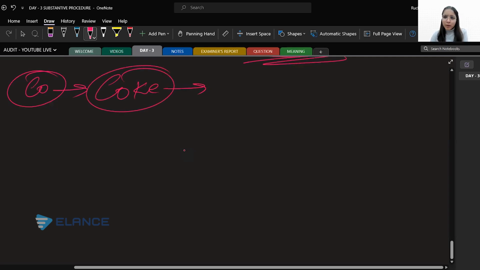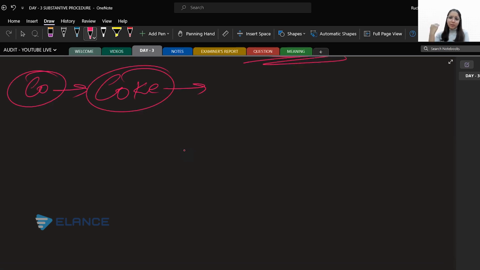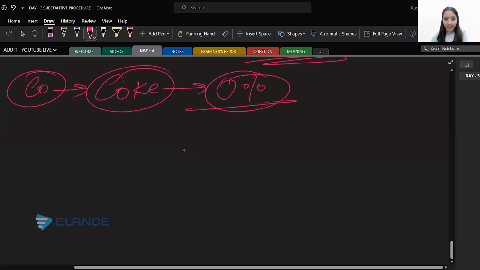Everybody has heard of the Coke company? I guess everybody must have drunk it. Is there anybody from a different country who hasn't heard of Coke? Coke is a global brand, right? Now Coke introduced a new category which was zero fat, or maybe say zero sugar, or maybe Diet Coke.